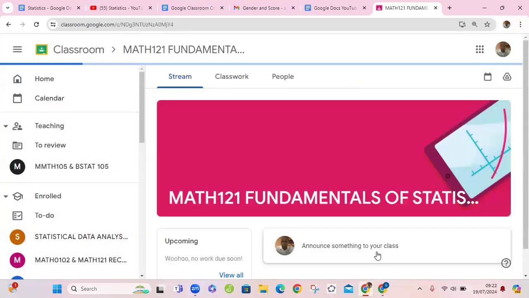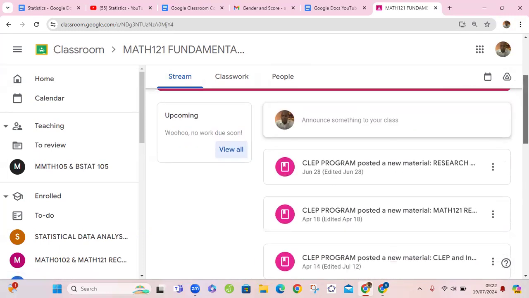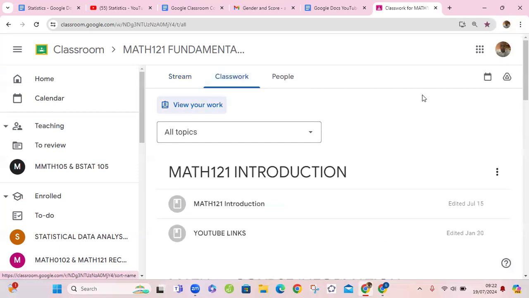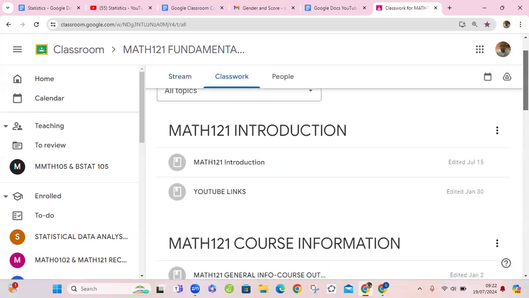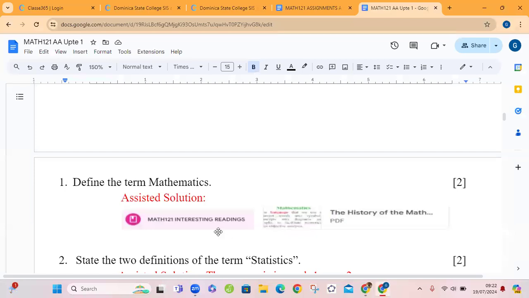You join, it automatically takes you to Stream. That's where you'll get all the historical postings. So you go to classwork and then you scroll down. You go to Math 1-to-1 Interesting Readings. Remember, that's where it says to go, Math 1-to-1 Interesting Readings.